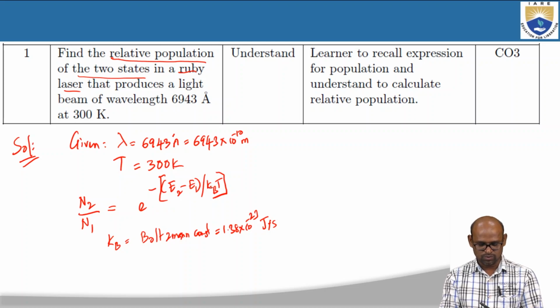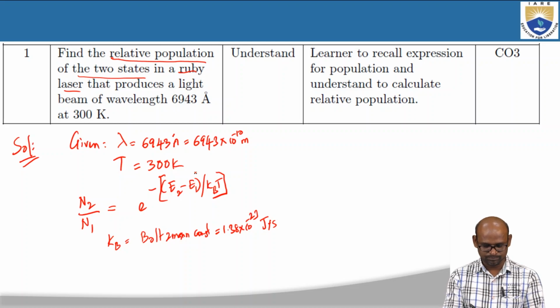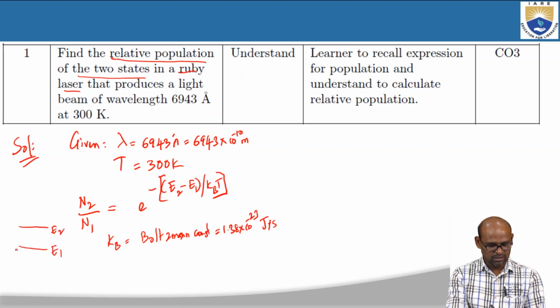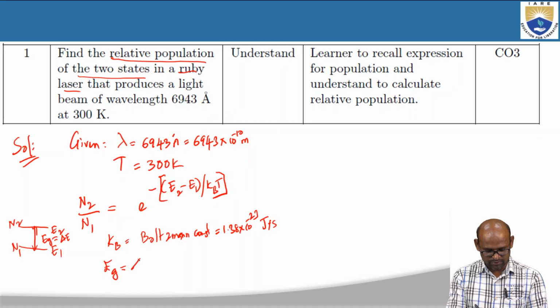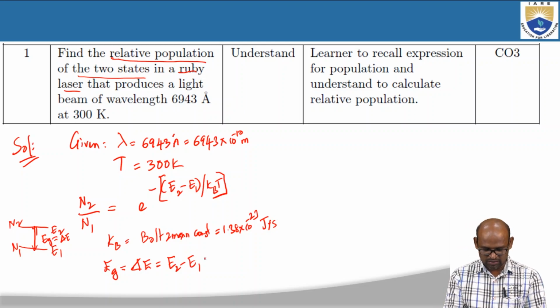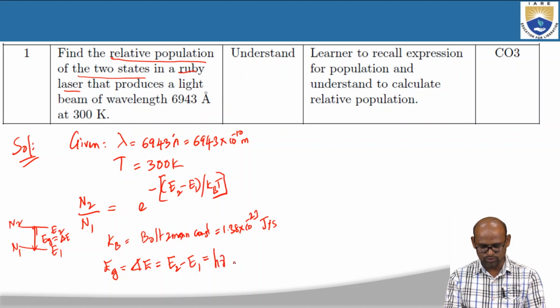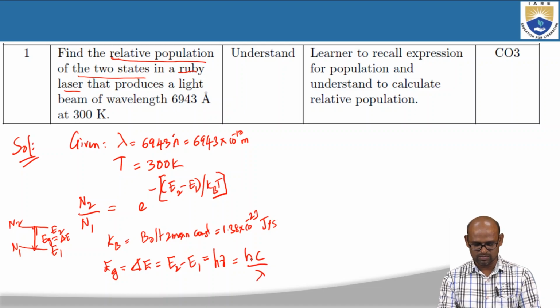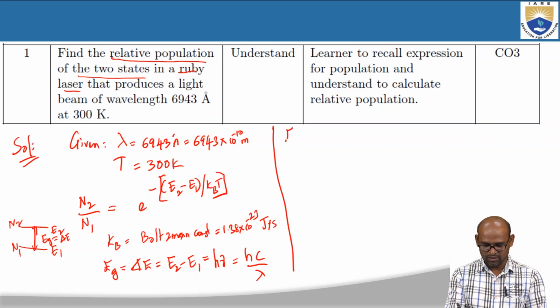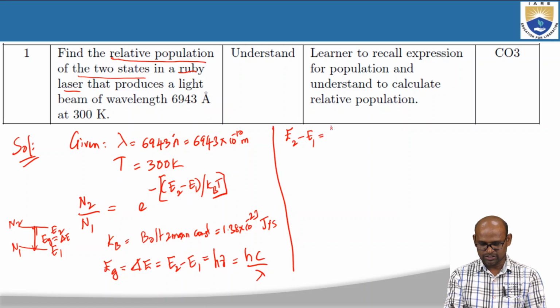Now we have to calculate the exponential of minus (E2 minus E1) by kBT. To calculate that, first we need to calculate E2 minus E1. If there are two energy levels E1 and E2, with populations N1 in E1 and N2 in E2, the energy gap between these two states is Eg, which is delta E, equal to E2 minus E1. The energy gap is equal to h nu, the energy of a photon, and we can write the frequency as c by lambda. So E2 minus E1 is equal to h into c by lambda.